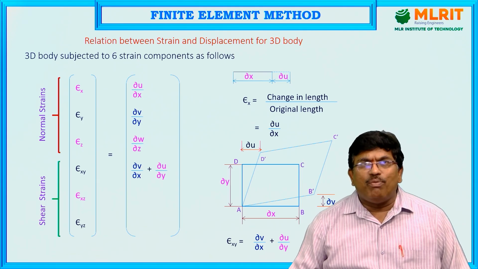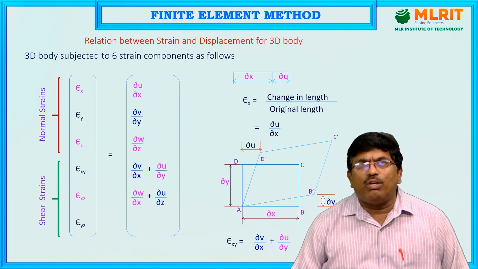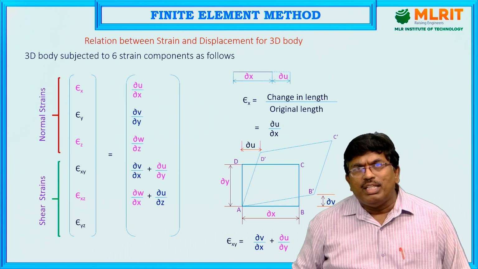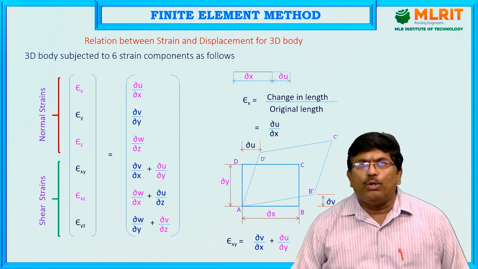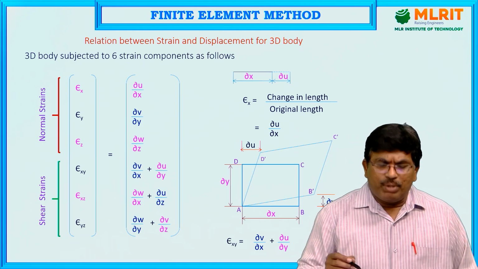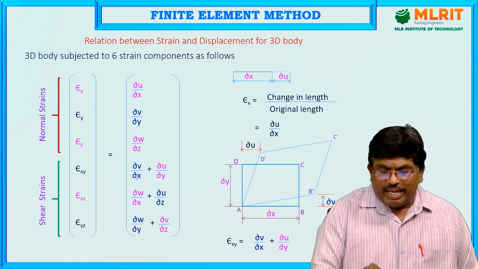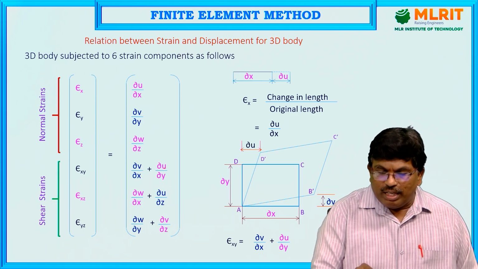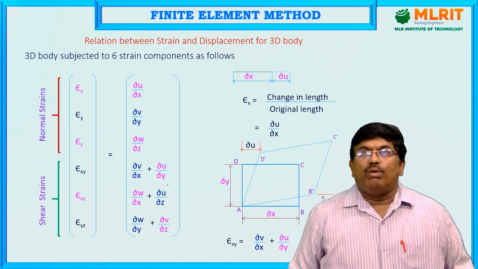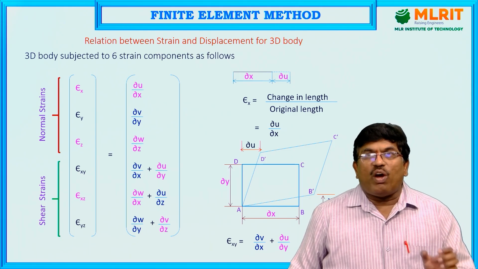And similarly, we have the shear strain epsilon xz equal to ∂w by ∂x plus ∂u by ∂z, and the last one, epsilon yz, equal to ∂w by ∂y plus ∂v by ∂z. So here you have to observe one thing: the deformation is in the y direction, but the length is in the x direction. Similarly here the deformation is in the x direction, but the length we consider in the y direction. So in shear strain, these will be swapped. So this is the relation between the strain and displacements.